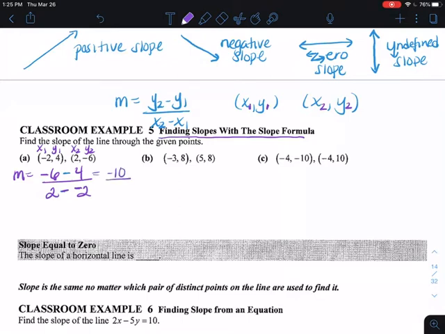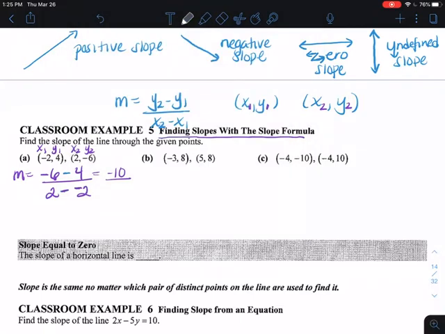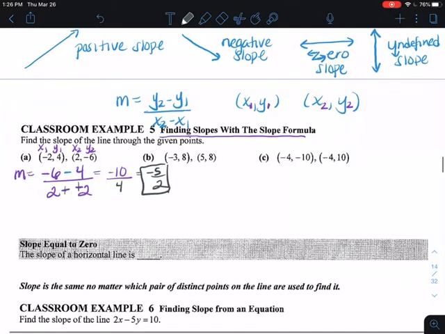So when I simplify this, I get -10 over, when you have two negative signs, a minus, a negative, that becomes a plus. 2 plus 2 is 4. And if you simplify that, you get -5 over 2. So this is the slope of the line. Without even knowing the actual equation of the graph, I already know that when I graph this, it's going to be a line decreasing from left to right. So it's going to be a negative slope.